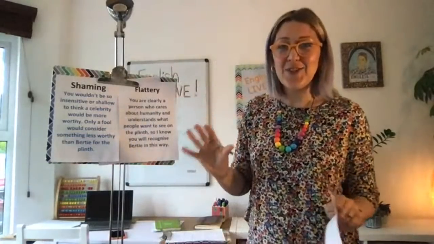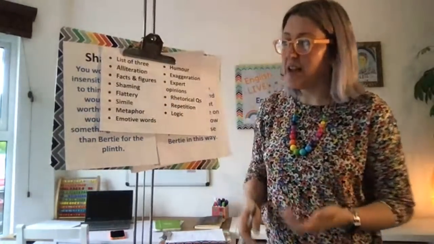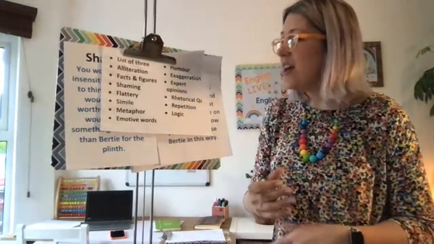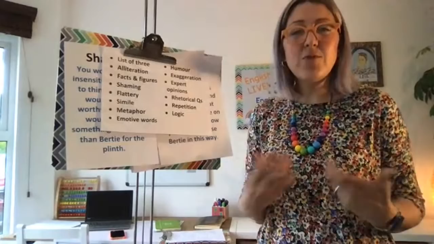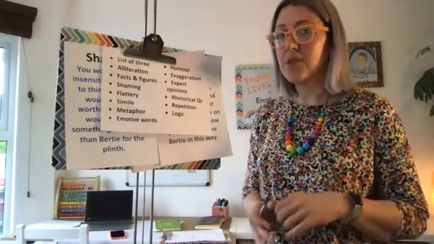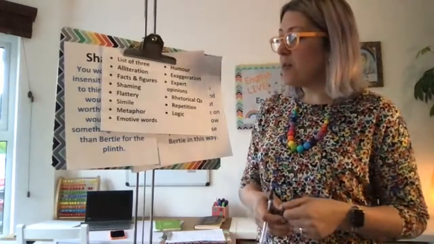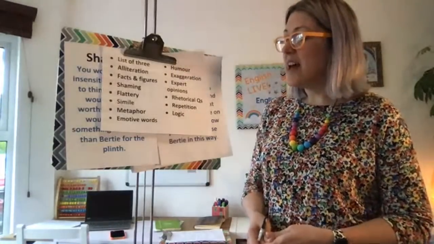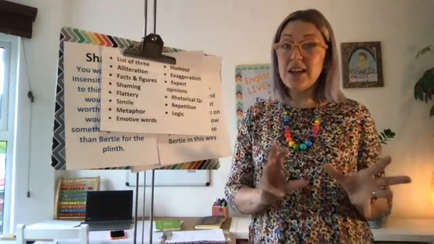I've got a whole list of things here. Obviously, in 20, 30 minutes, there was no way we were ever going to get through all of the techniques, but you can always come back to these and add them in if you'd like to. So there's list of three, alliteration, facts and figures, shaming, flattery, simile, metaphor. Those are things that we covered in the lesson today. And emotive words and emotive language, they're things that really make the person feel, okay? And if you appeal to how someone feels, they are connected with your argument and a lot more likely to go with what you're trying to get them to do or to say. Humour, we spoke about exaggeration, really exaggerating things. Expert opinions, if you can include a quote from an expert that supports your point, that always reinforces a really strong argument.